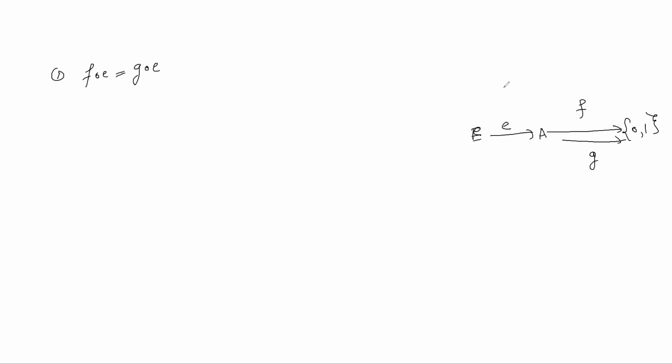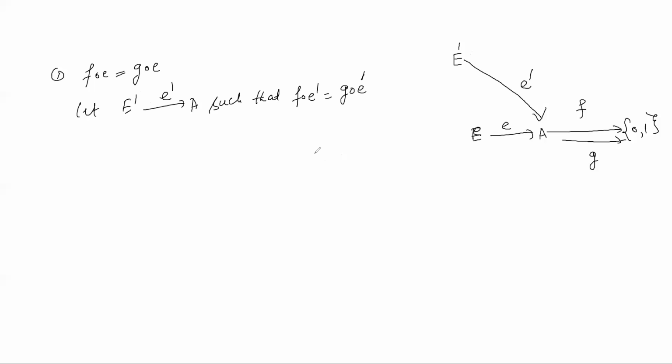Now choose any E dash and a morphism, say small e dash from E dash to A, such that F composition e dash is G composition e dash. So I have to get a unique morphism from here to here which makes this triangle commute. I will call it e bar.